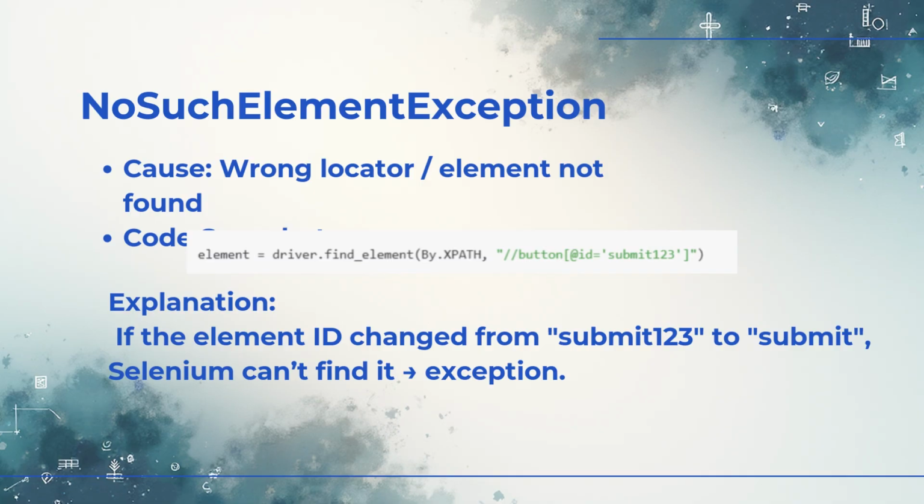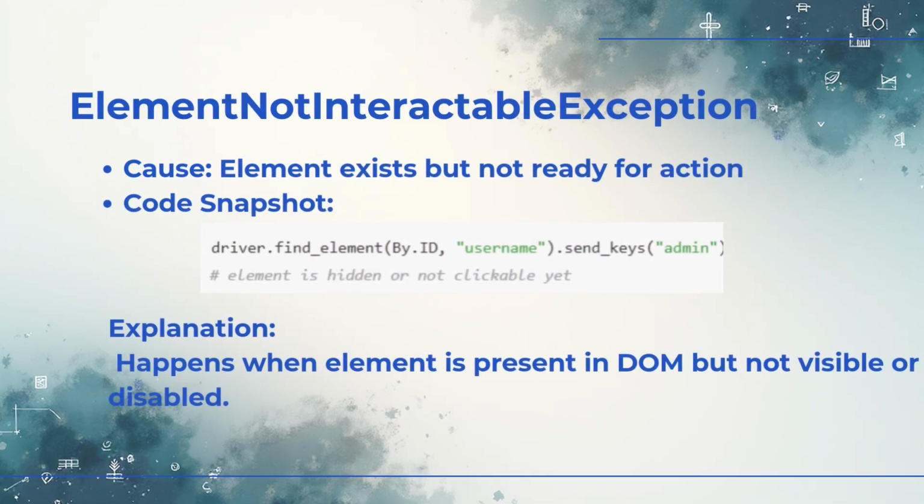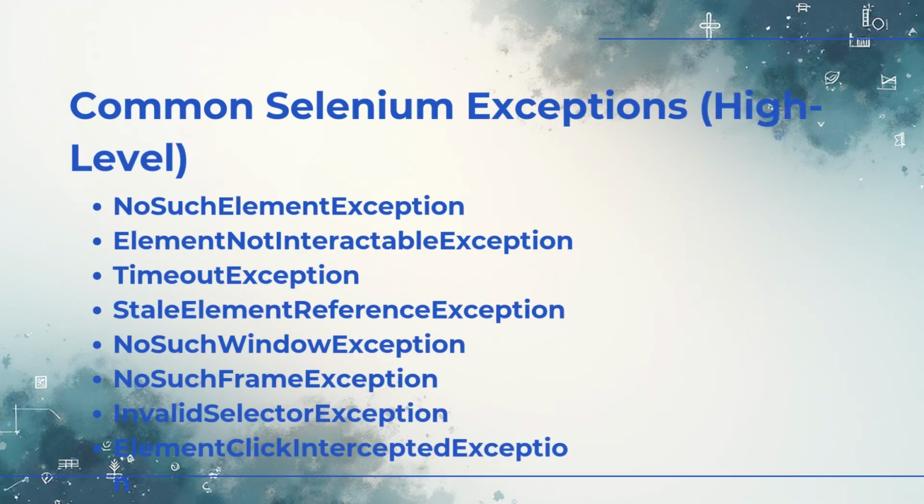NoSuchElementException. This is easily the most common exception you'll face. It simply means Selenium could not find the element based on the locator you used. Maybe the locator is outdated. Maybe the element has not loaded yet. Or maybe it never existed. Take this example: if the developer changes the ID from submit123 to submit, this locator fails instantly. So always double check your locators when you see this exception.